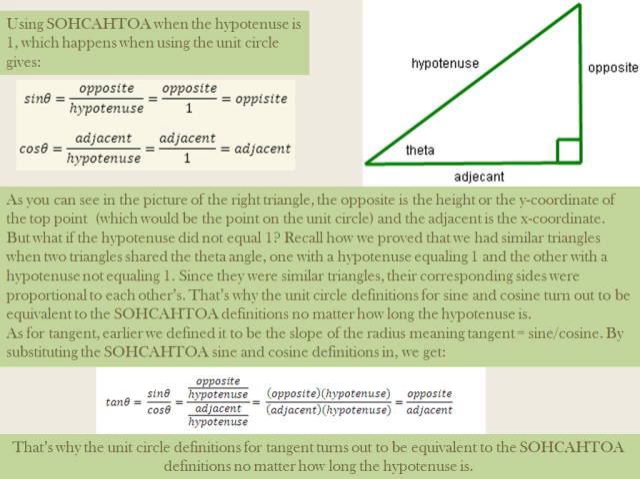As for tangent, earlier we defined it as the slope of the radius, meaning tangent equals sine over cosine. By substituting the SOHCAHTOA sine and cosine definitions in, we get tangent of theta equals opposite over adjacent. That's why the unit circle definition for tangent turns out to be equivalent to the SOHCAHTOA definition of tangent no matter how long the hypotenuse is.